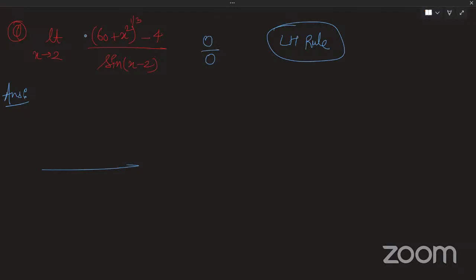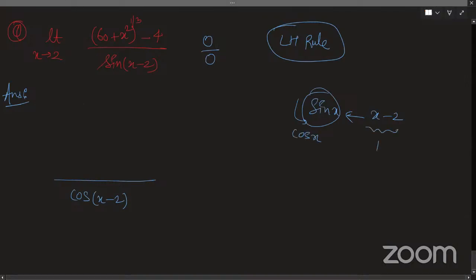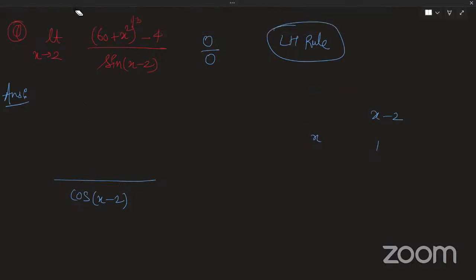Cos x minus 2, sir. Yeah, great. Cos of x minus 2. Because it is a linear function, it is really easy. Inside sine, we have just substituted x minus 2, so the derivative of this thing is 1. So it is just simply cos of x minus 2, right? Really easy to guess.